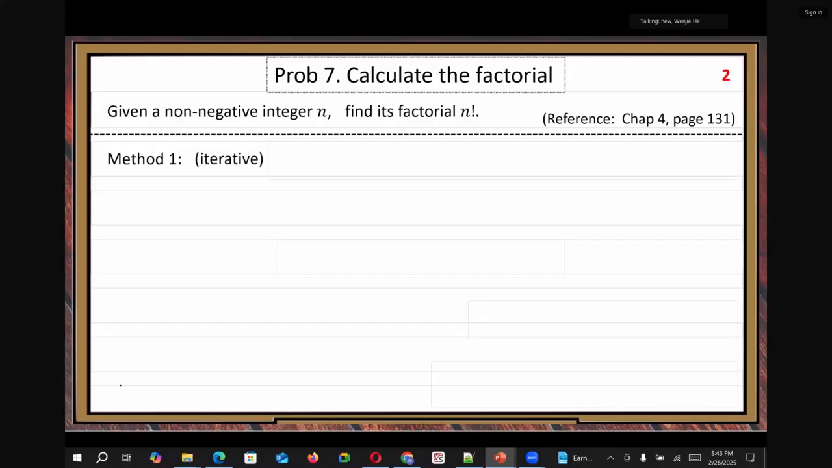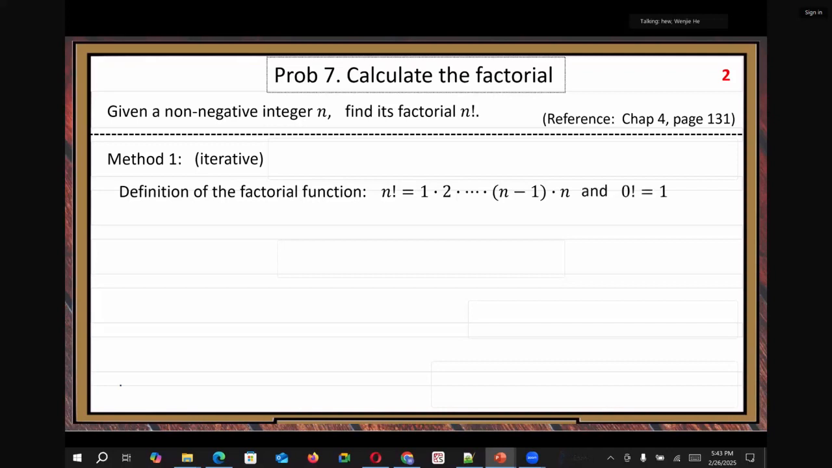Method 1, iterative. For the iterative method, you just write a for loop to calculate factorial. Very easy, so we don't need recursion. By the definition of the factorial, you just write a simple for loop. Everyone knows how to write it. But here there is an initial value.